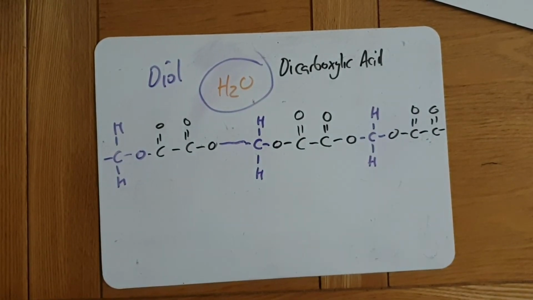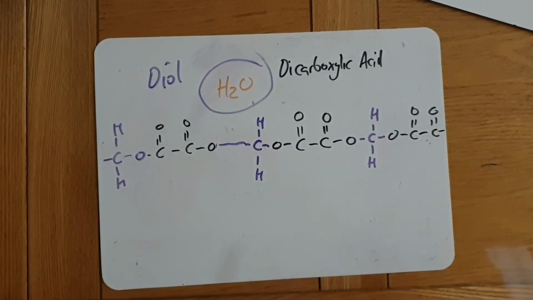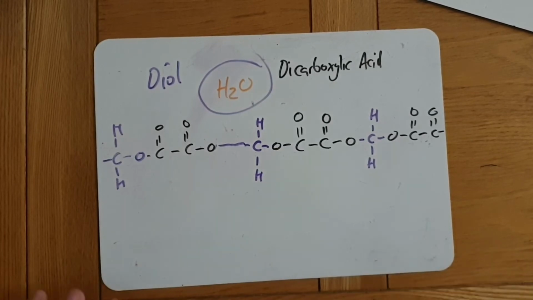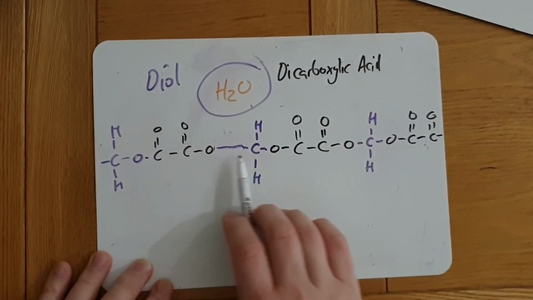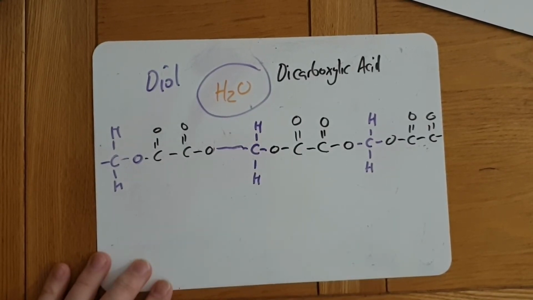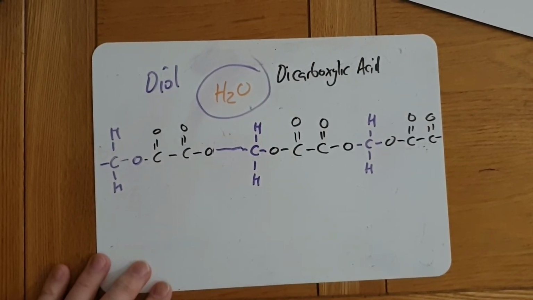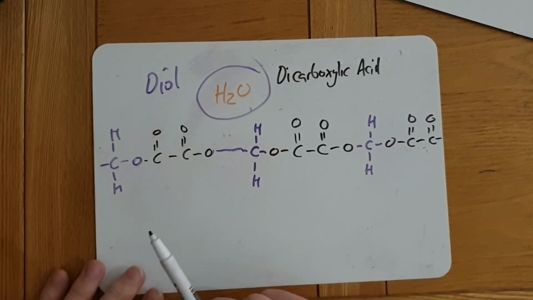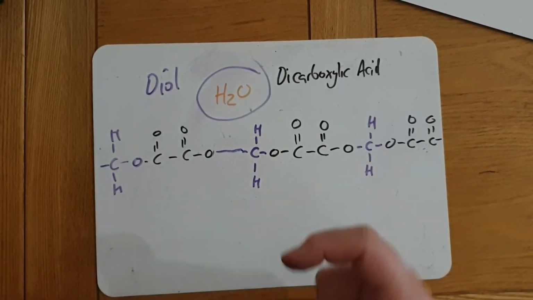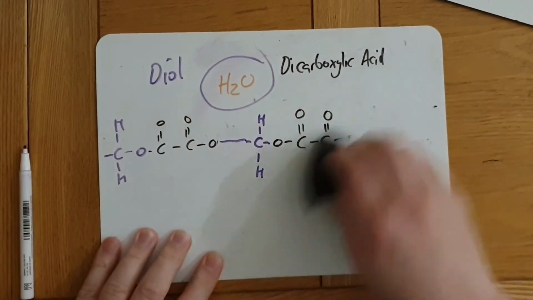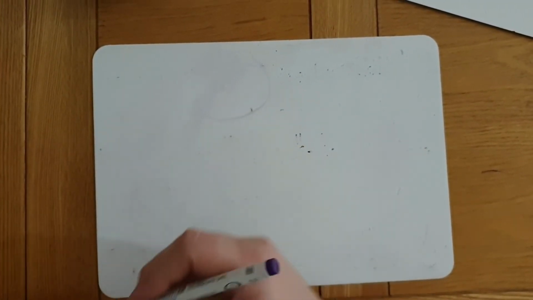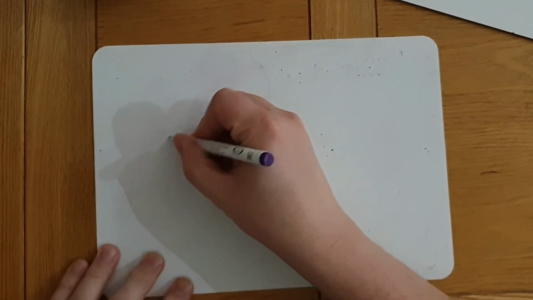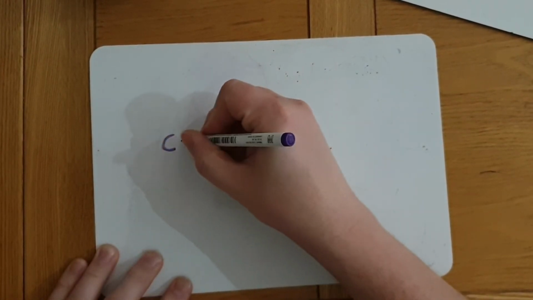So it's not addition polymerization. Addition polymerization is just adding loads of monomers together. This is a dehydration polymerization because every time you make a link, you're removing a molecule of water. So it's dehydration. And so we have a diol and a dicarboxylic acid, and then they all join together in alternating monomers.